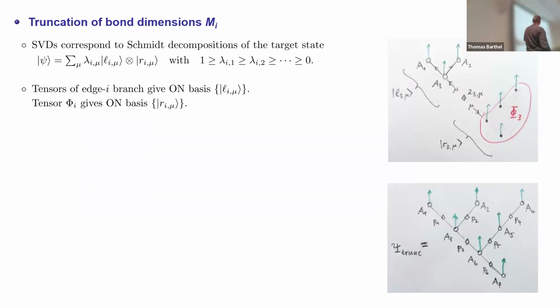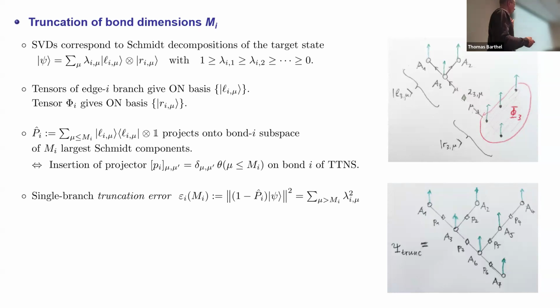So as I said, if you're doing the cutting at edge 3, so for this SVD here, these tensors define an orthogonal basis L for sites 1 to 3. The tensor phi 2 here defines an orthogonal basis R for the rest of the system, and we have our Schmidt coefficients.